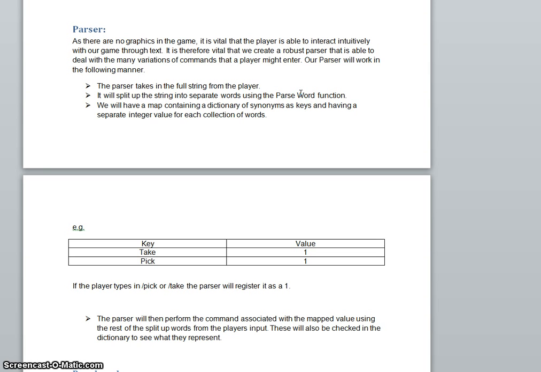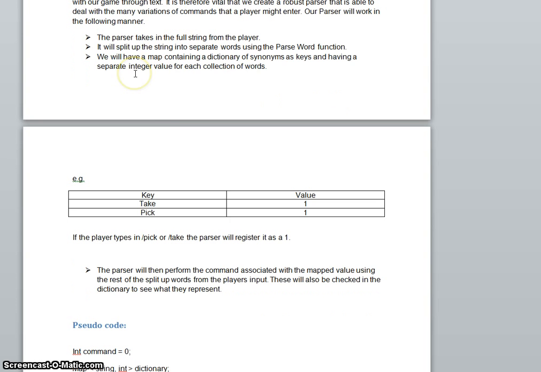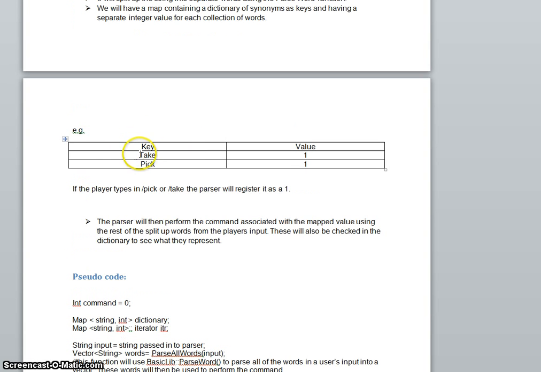So we'll just get something like /take short sword off the ground. It'll split those each into single words. And then it'll go into the map with the word take. Say for example here it says take and pick, and each one has the value 1. So this will return 1, and then that'll be passed down the function into the next one, which is perform command. And then perform command will take the 1 and it'll know what to do with 1. It'll take 1 and the rest of the words in the vector.